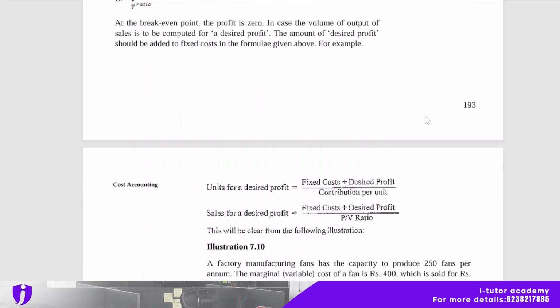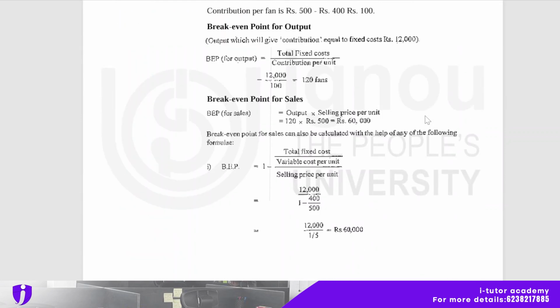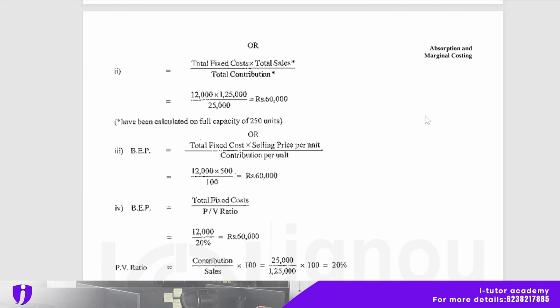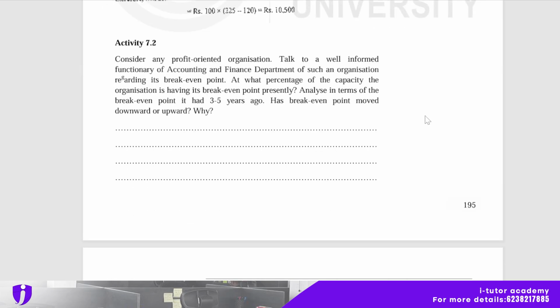Okay, so in the illustration section, break-even point output and break-even point sale are there. So the illustration, you just try to do it, it will help you for your understanding. Okay, and activity is also based on the break-even analysis.